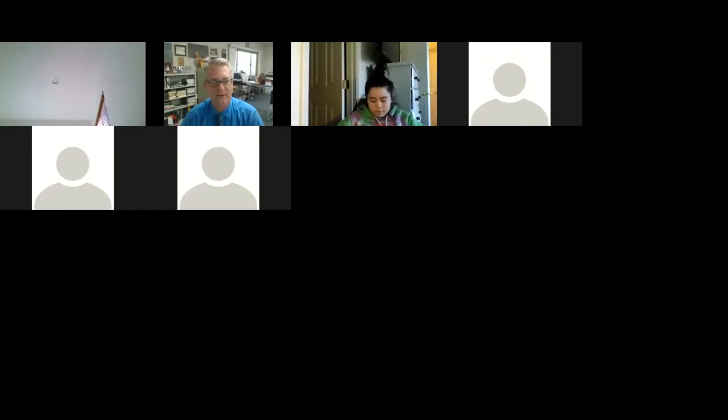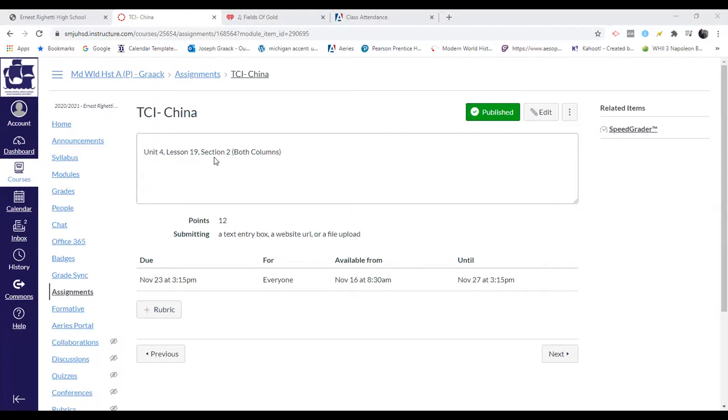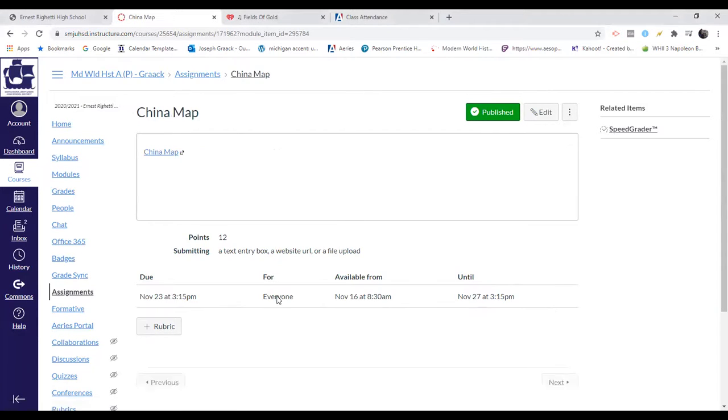So all you need to do between now and the next time that we meet next week is to look at China. There are 3 questions about imperialism as it affects China. So Unit 4, Lesson 19, Section 2, both columns, sort of pre-imperialism, post-imperialism, or sphere of influence is what they would talk about. As I said, these won't be due until a week from next Monday because modules 11 and 12 being pushed back a week.